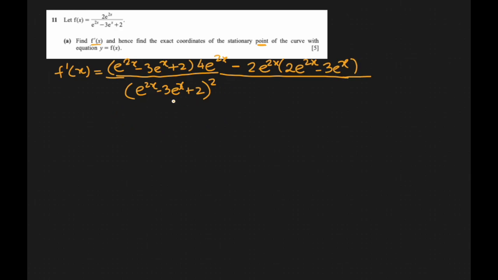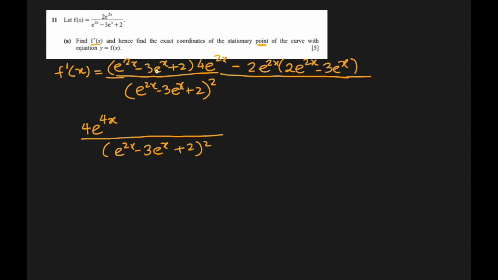Okay, so let's focus only on the numerator. The denominator we will not even touch. So the denominator remains what it is, e to the power 2x minus 3 e to the power x plus 2, squared. And I will open up these two brackets. So 4 e to the power 2x multiplied by e to the power 2x becomes 4 e to the power 4x.